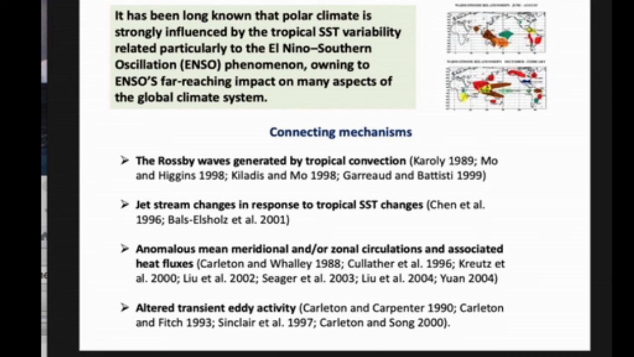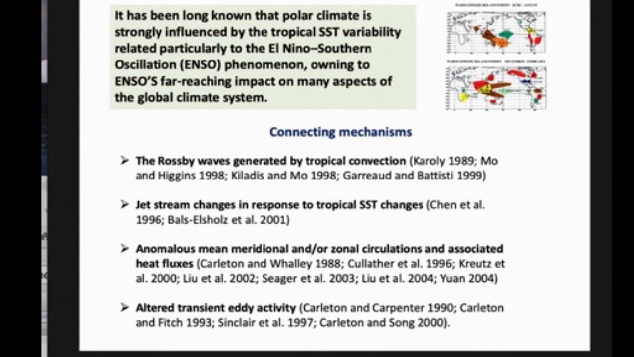There are 4 mechanisms I list here that came out in that early period of study on this topic. First is the Rossby wave, generated by tropical convection. So when the tropics has a warm SST spot, this deep convection excites a Rossby wave going to both hemispheres, to mid and high latitudes.